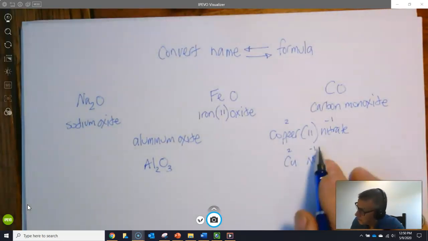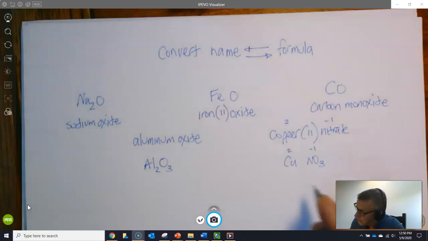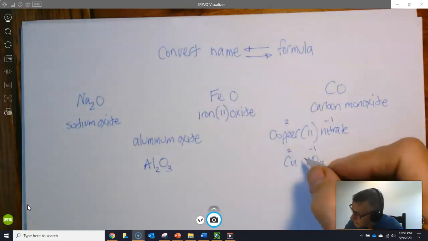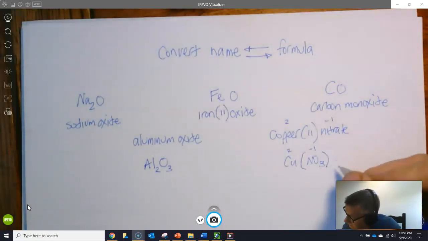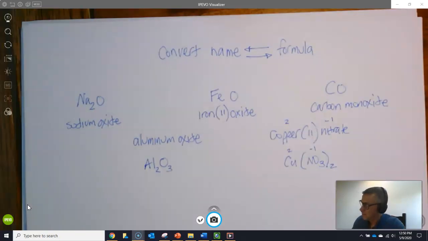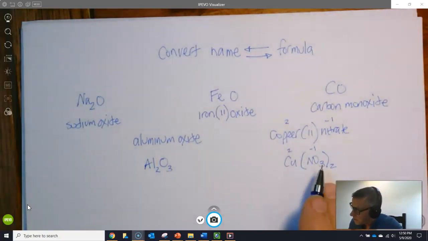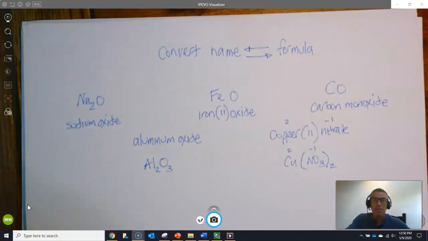I need 2 nitrates and 1 copper. I'm not going to bother with the 1 there, but to show 2 entire nitrates, I'm going to write it like that. This is copper(II) nitrate, and that's a little bit about interconverting from names to formulas.